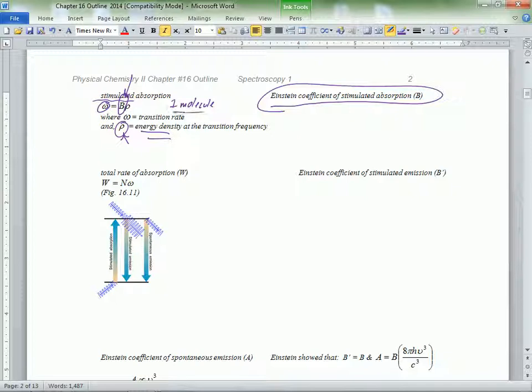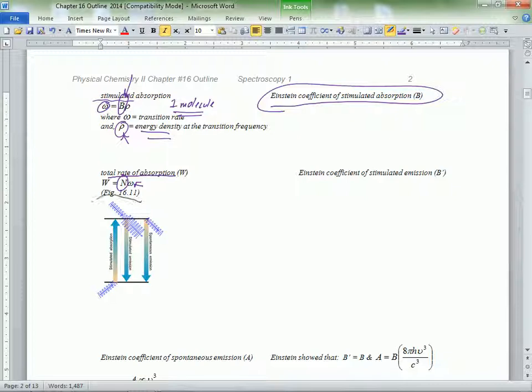So if this is for one molecule, how do you get the transition rate for all molecules? Just multiply the rate for one molecule times the number of molecules. So n would just be the total number of molecules. Okay. And what's omega? It's written up there. Transition rate for one molecule.